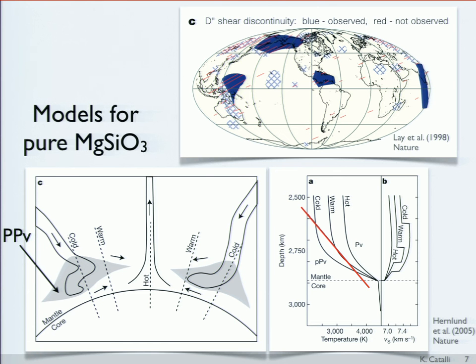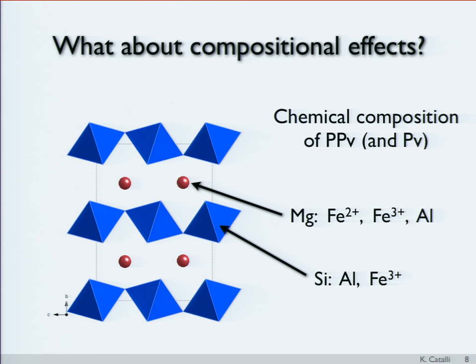The problem with this is this model's for pure magnesium silicate. The Earth is not pure magnesium silicate. We at least have to worry about the iron and aluminum and how those would affect these phase transitions, not to mention a multitude of other things, but we can get slightly more complicated here than just looking at the magnesium silicate. So most of my PhD thesis has been looking at both perovskite and post-perovskite and looking at compositional effects on elasticity, spin transitions, and then the phase transitions in going from perovskite to post-perovskite.